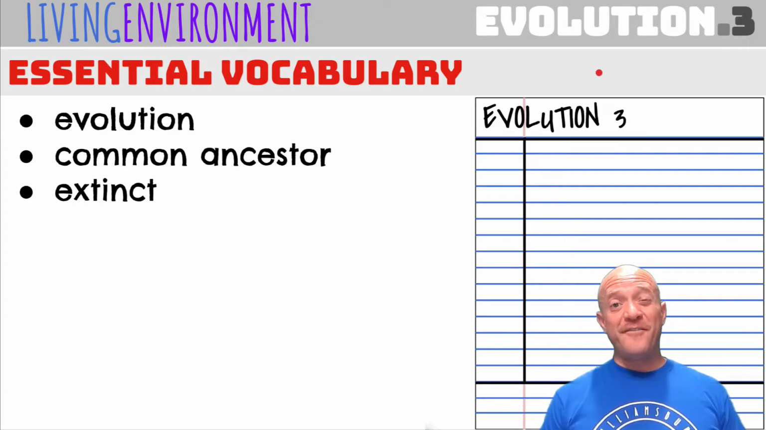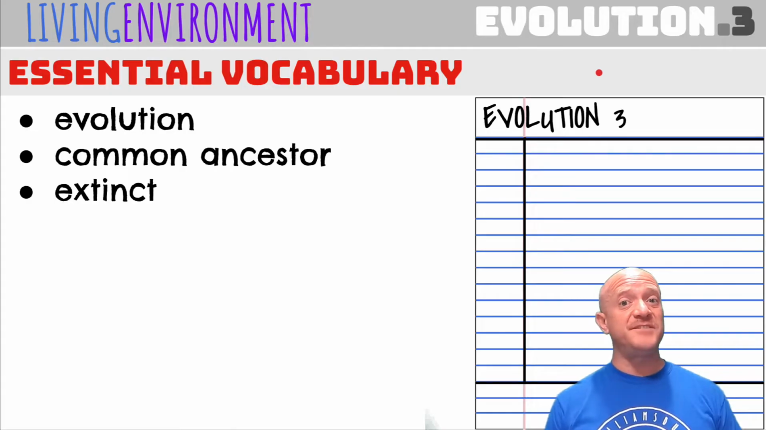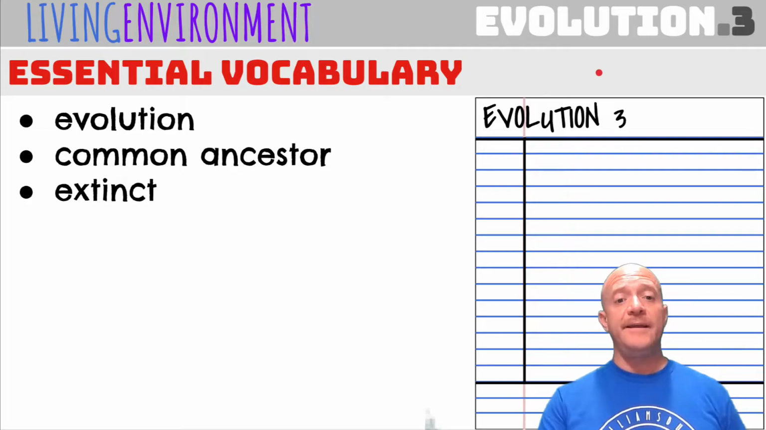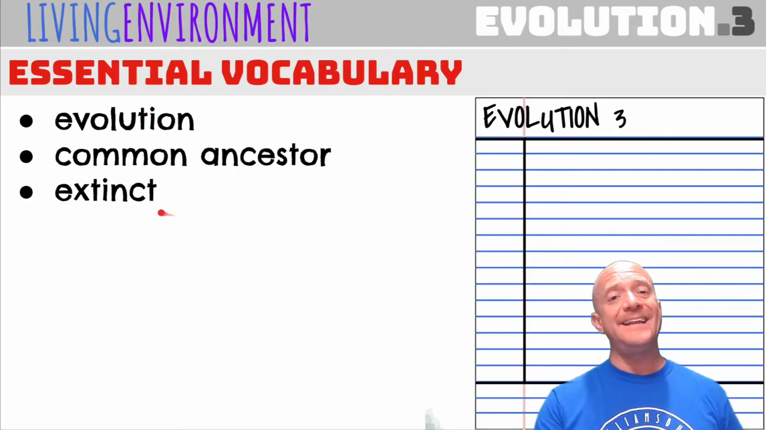Hey, this is the video for Evolution 3, so go ahead and set up a new entry in your Cornell notes. Remember to start a new page for this video. Also pay attention, our essential vocabulary is evolution, common ancestor, and extinct.